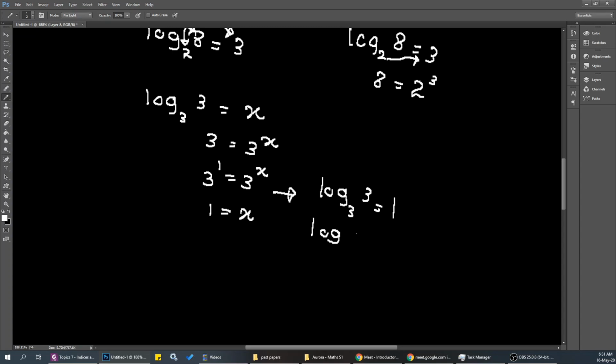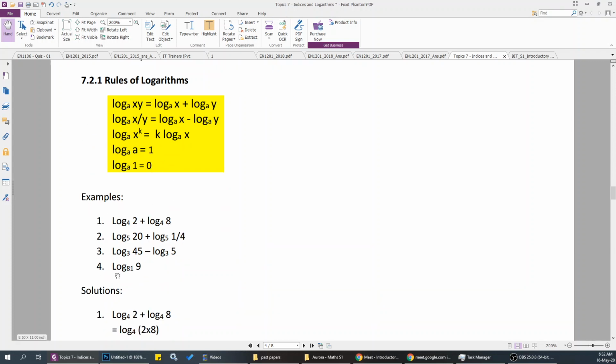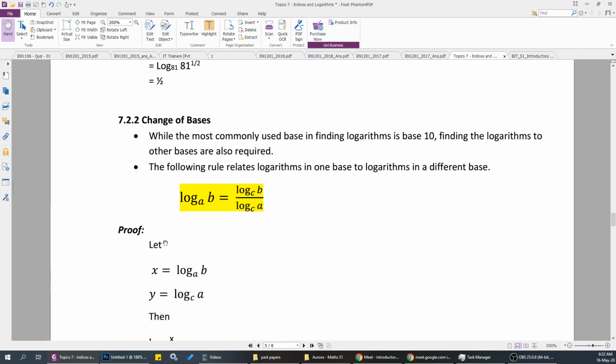And generally we can write log of a to the base a equals 1. Then the final rule, you can justify this one just like we justify this one as well. So log of 1 to the base a is always equal to 0. Okay, so then we discussed several examples. And then most importantly, I taught you about the change of bases.